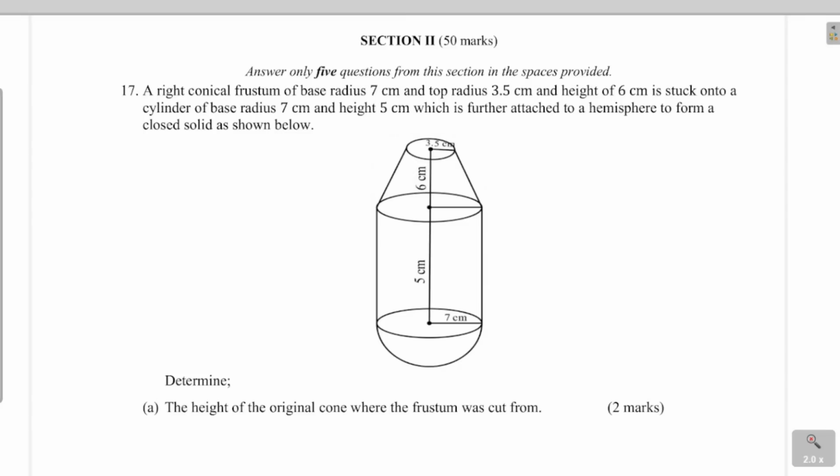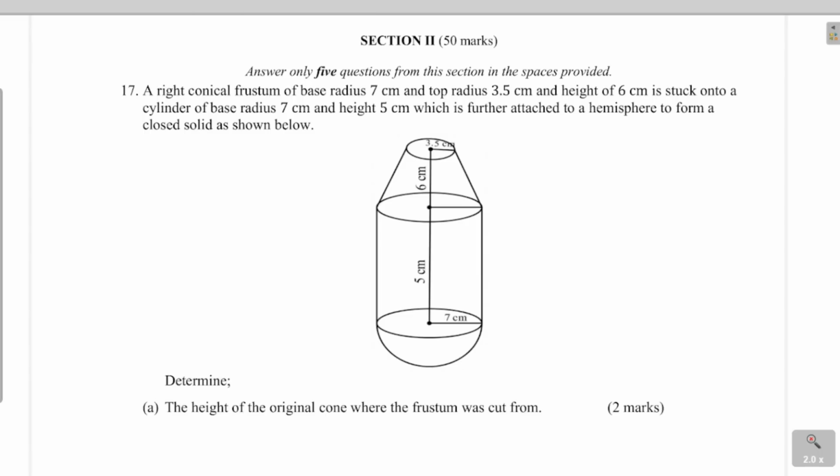A right conical frustum of base radius 7 centimeters, top radius 3.5, and height 6 centimeters is stuck onto a cylinder of base 7 centimeters and height 5 centimeters, which is further attached to a hemisphere to form a closed solid as shown below. So the diagram is there.